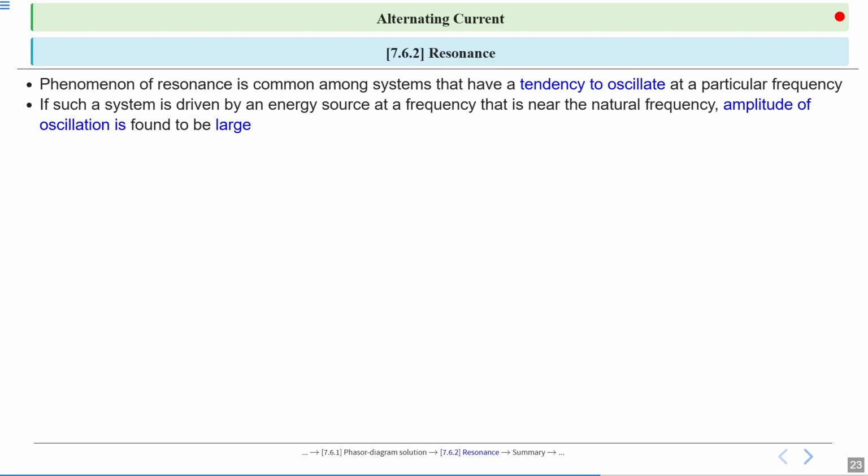If such a system is driven by an energy source at a frequency near its natural frequency, that is, if there is a system having a particular natural frequency, and we are driving that system by an external energy source having a frequency near or the same as the natural frequency, then the amplitude of the oscillation is found to be large.